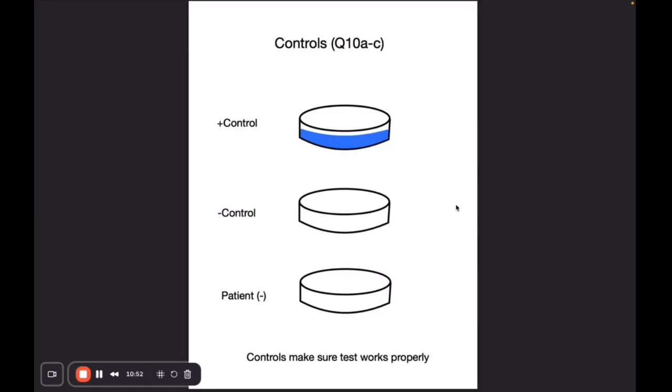Next, we have a negative control using serum from someone who has never been exposed to the virus. This well should stay clear, showing there's no background signal. Finally, we include a negative patient sample, which would also remain clear if that patient never produced antibodies.